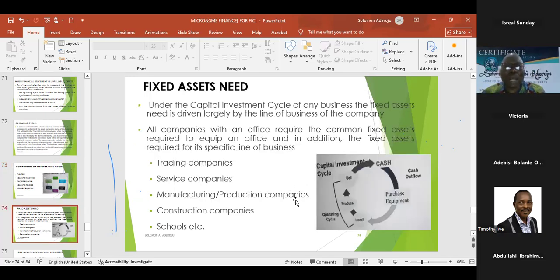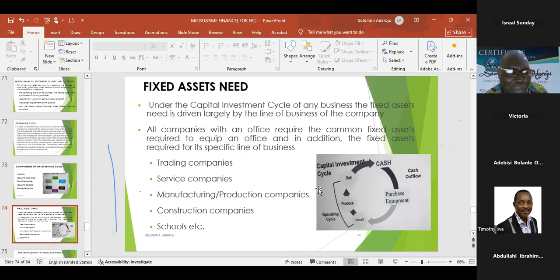Then we also have what we call capital investment cycle. If it's to buy fixed assets, you have to look at capital investment cycle. Capital investment cycle has a series of operating cycles, maybe 4 years, because you cannot pay back the loan you used to buy equipment within a year. That one can take 4 years. So it has a longer cycle than the operating cycle.